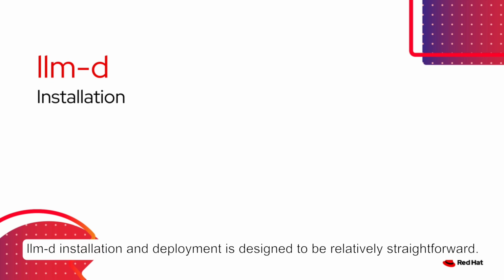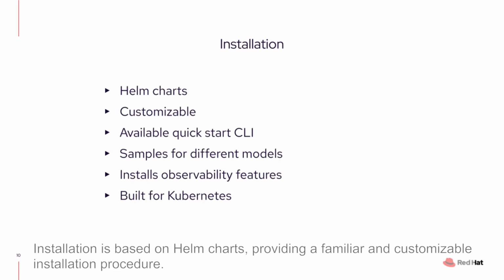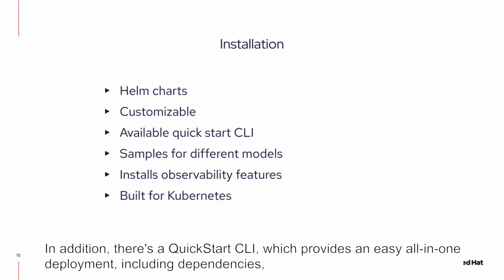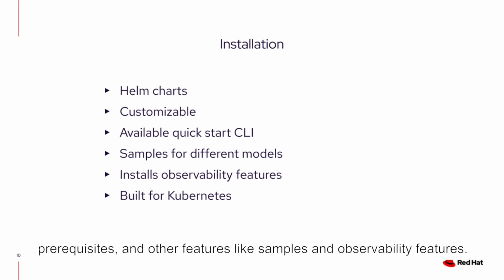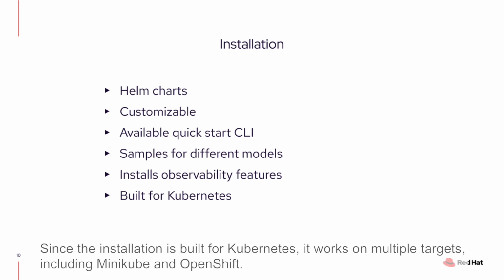llm-d installation and deployment is designed to be relatively straightforward. Installation is based on Helm charts, providing a familiar and customizable installation procedure. In addition, there is a QuickStart CLI, which provides an easy all-in-one deployment, including dependencies, prerequisites, and other features like samples and observability features. Since the installation is built for Kubernetes, it works on multiple targets, including Minikube and OpenShift.